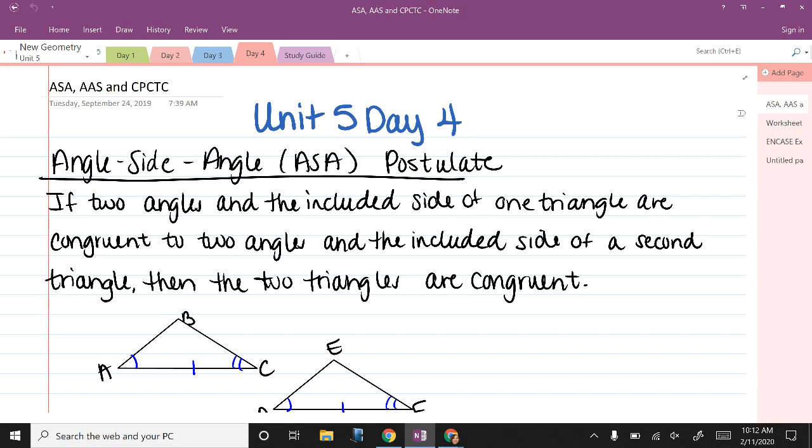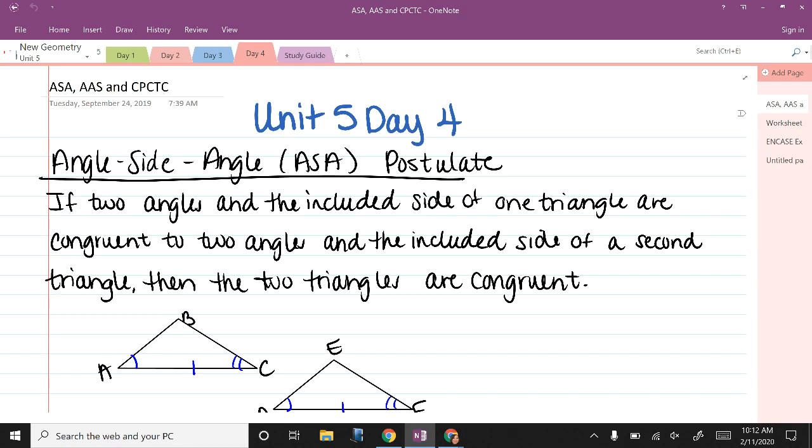And that's going to help us do some proofs about triangles and to find if triangles are even congruent with each other. And then we're going to also use our corresponding parts of congruent triangles to prove that certain specific pieces of the triangles are also congruent.